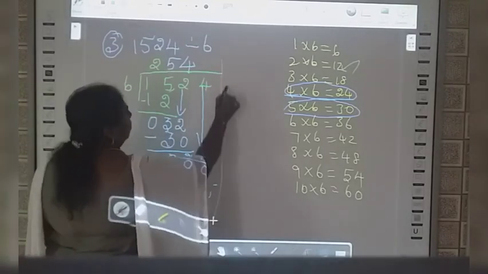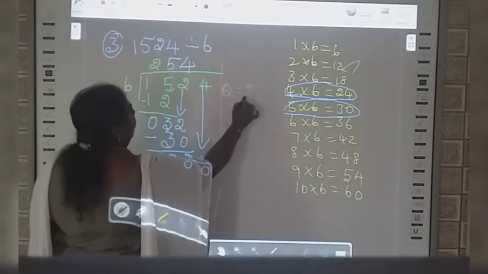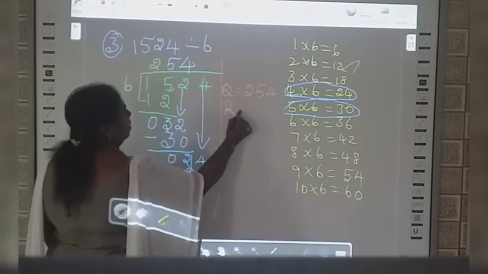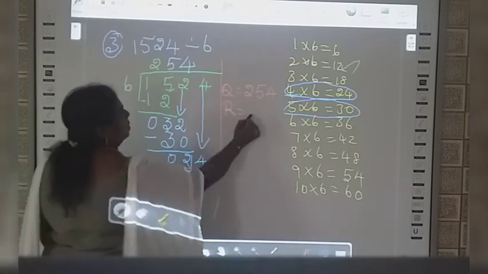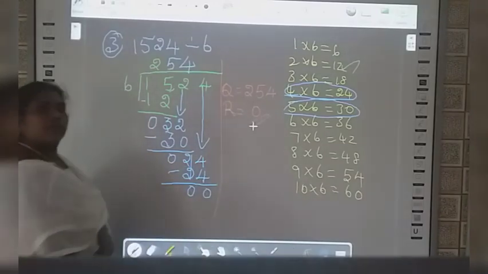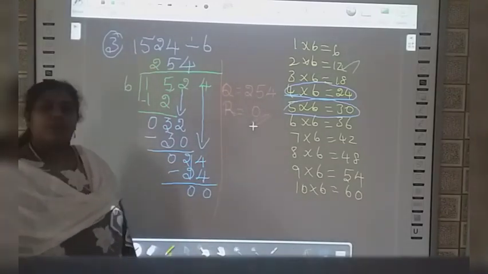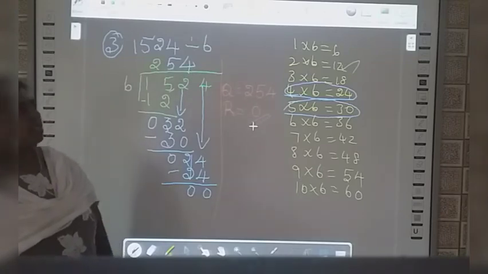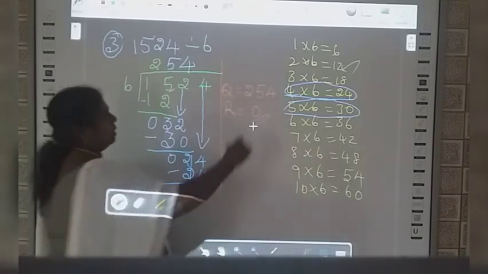Quotient is 254. Then the remainder. What is the remainder? Remainder is 0. Right? Remainder is 0. Quotient is 254. Do you understand? Yes. The next example, the last example.